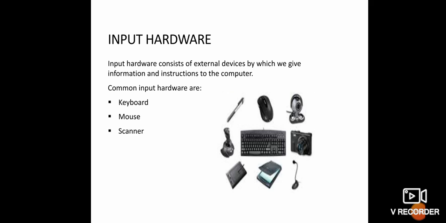Next there is something called input hardware. Input hardware consists of external devices by which we give information and instruction to the computer. For example, when you want to store something in your brain, we use our eyes to view something and the same object will be stored in our brain. At the same time, when you hear a song, we listen to it through our ears and we store it in our brain. Those are the inputs to our body.